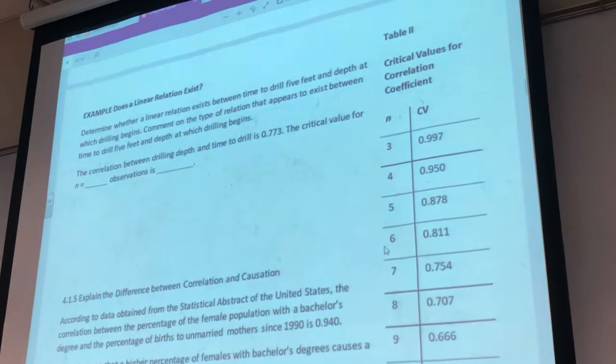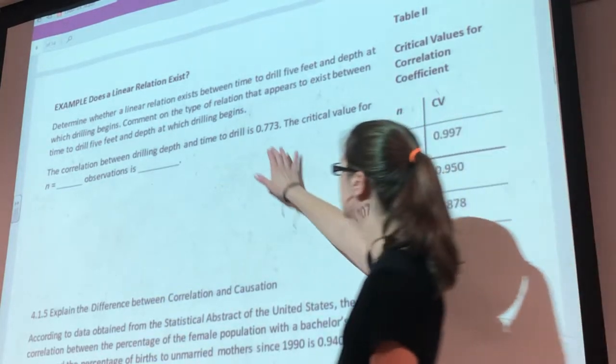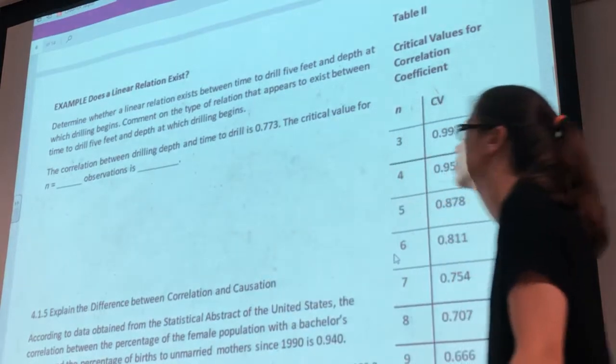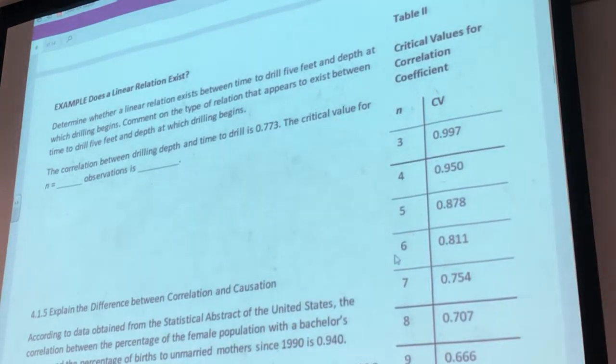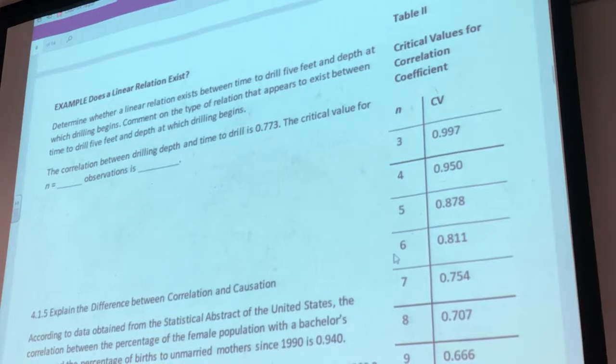So we did the drilling depth. We found that that r was 0.773. We didn't really find it. They gave it to us. But this is the r for that one, 0.773. And now we need to find the critical value. The critical value is going to depend on how many data values you have in your sample.